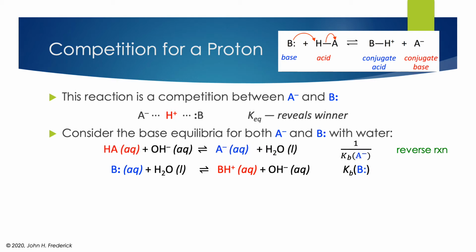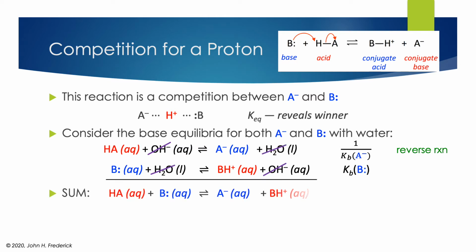There we go. Now notice a couple things changed. What were on the product side are now on the reactant side, but I had to change the equilibrium constant, because when we reverse a reaction, remember, the new equilibrium constant is 1 over the old one. So now my equilibrium constant is 1 over the Kb for A-. Now I want to add these together, but I notice that I have hydroxide ion and water on both sides of these equations, so I can actually eliminate them before I add them together. And now when I sum the two equations, I'll end up with the equation that I'm interested in.